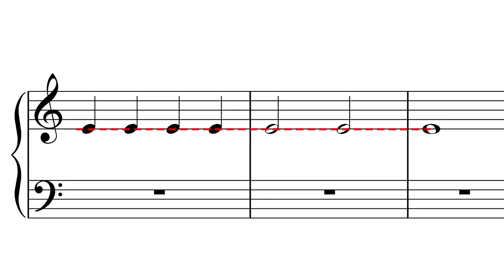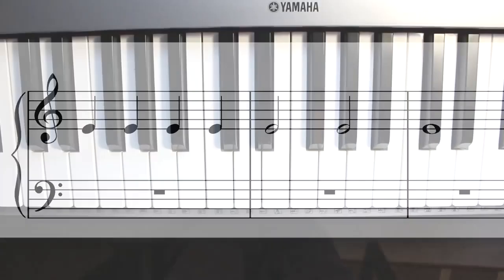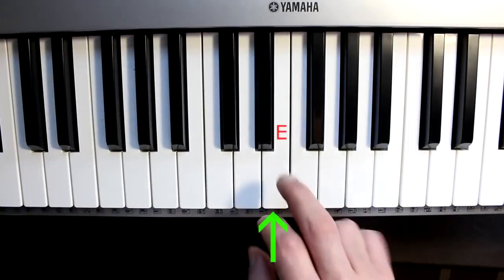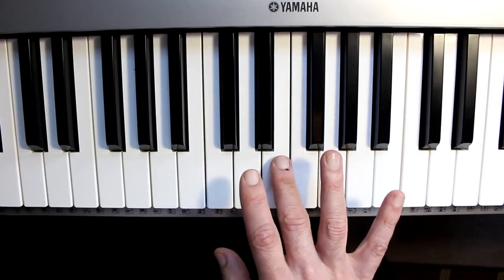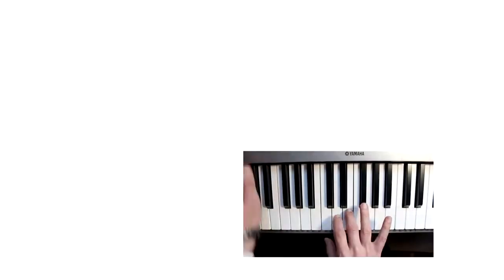This note on the right hand staff is called E. Every time you see 1, play this key with this hand and at the moment with this finger.